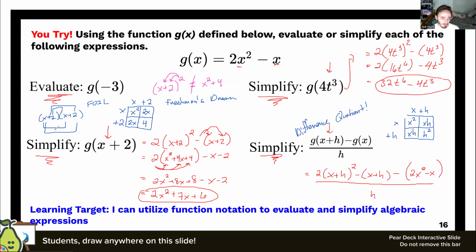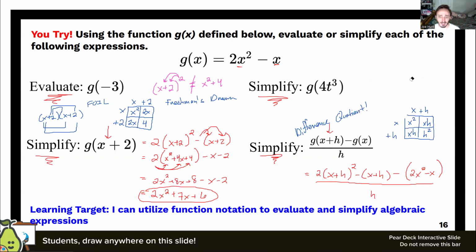I'm kind of running out of room here, so I'm going to rewrite or erase my response for this top right corner, just so I buy myself a little bit of room. I'm going to start writing out my answer there for my bottom rightmost problem. So I'll have, in this area in the corner of the screen that I'm reserving, 2 times x squared plus 2xh plus h squared minus x minus h minus 2x squared plus x, all in that crazy numerator of that fraction, and it's all over h.